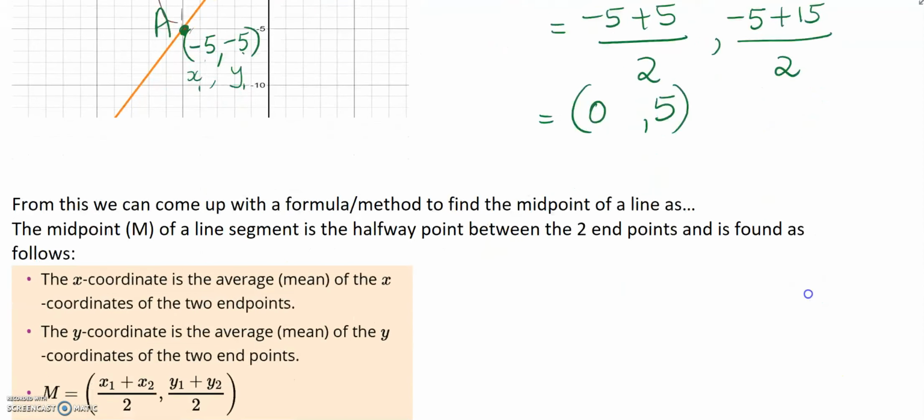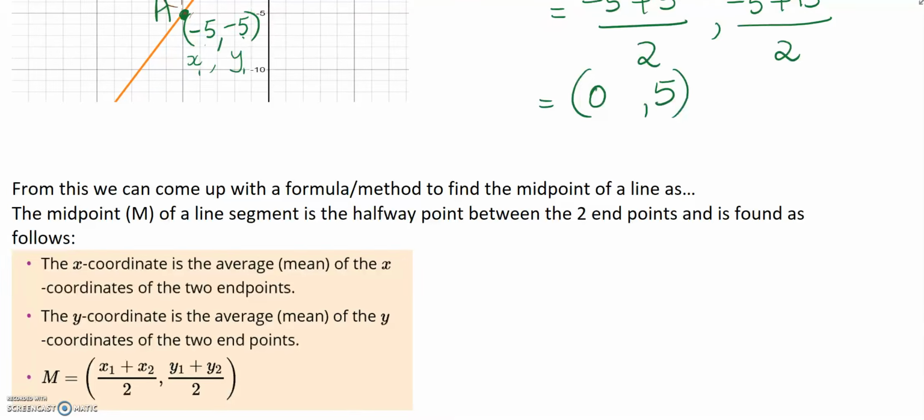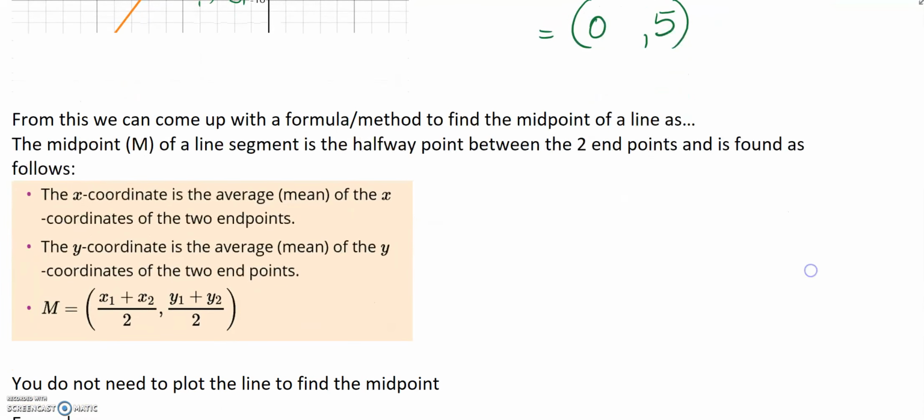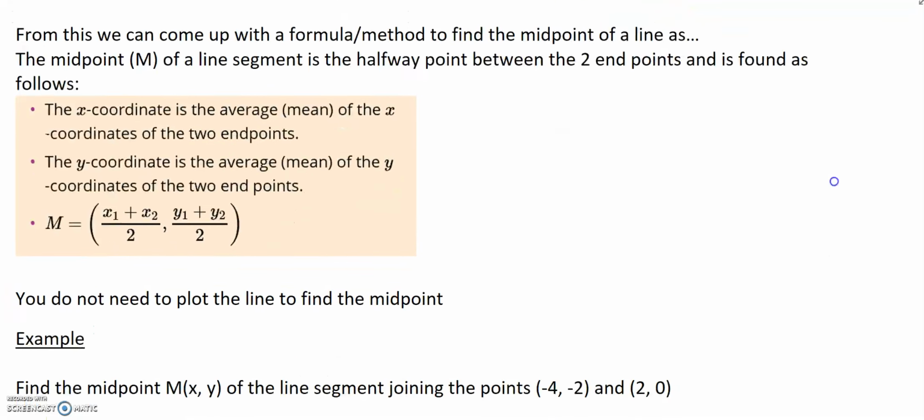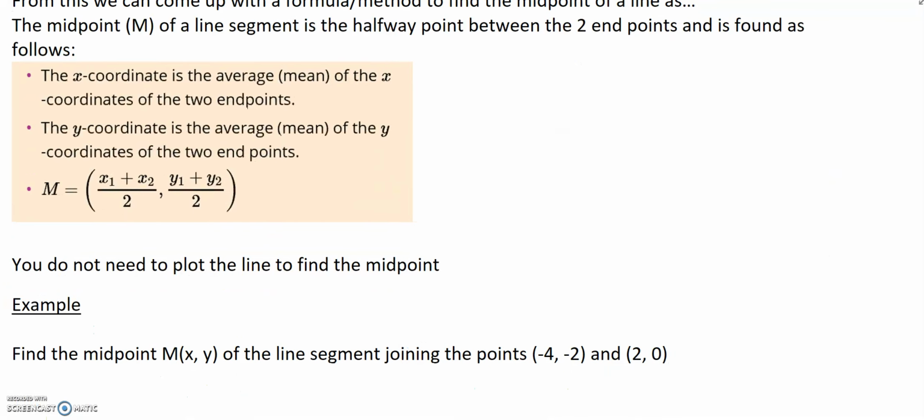which brings us to this formula. Now remember, you do not need to plot the line to find the midpoint. All you need to know is what the 2 points are. Let's look at this example. It says find the midpoint M, x y, of the line segment joining the points -4, -2, and 2, 0.